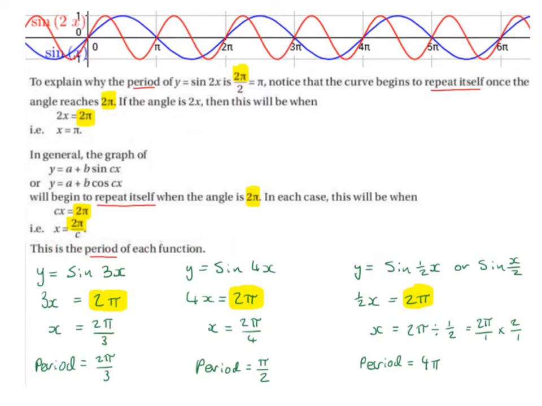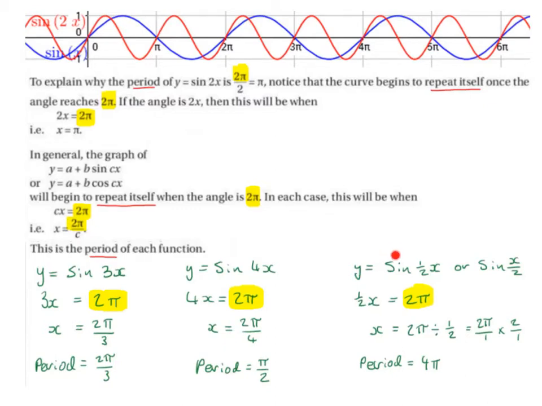So for example, if we have y equals sine of 3x, we're going to let the 3x equal 2 pi and solve for x. So we're going to divide across by 3, so we get x equal to 2 pi over 3. So the period for y equals sine of 3x is 2 pi over 3. If we have the graph y equals sine of 4x, we let the 4x equal 2 pi, we solve for x, we get x equals 2 pi over 4, and 2 pi over 4 will simplify to a half pi. So the period for that graph is going to be pi over 2, or a half pi.